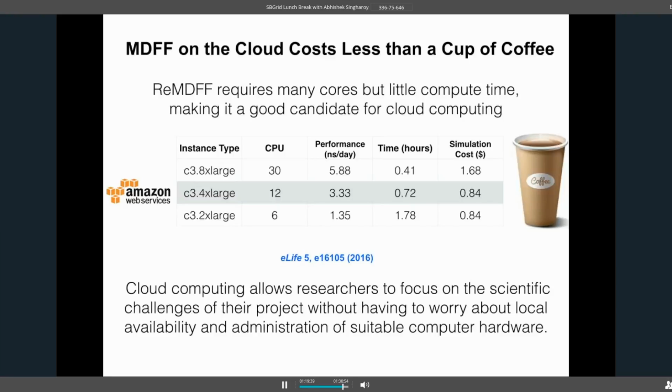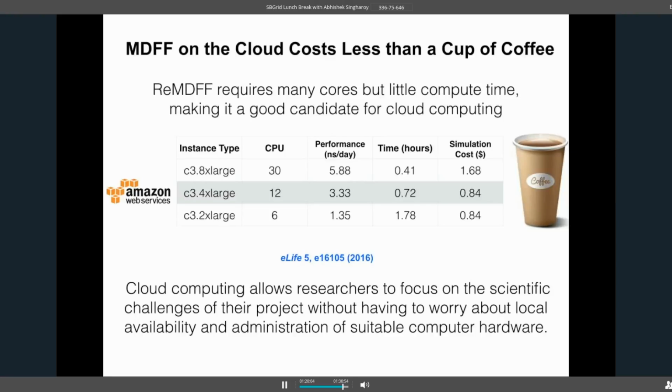When I say 5 nanoseconds a day, it takes around 2 nanoseconds to fit a structure. So we are talking about much more. We have made sure the structure is really fitted, and it doesn't take too long. It takes less than an hour and costs like 84 cents.